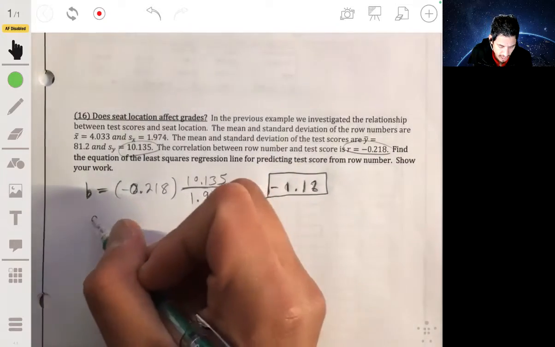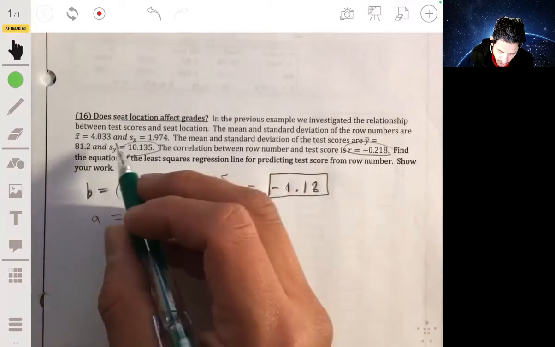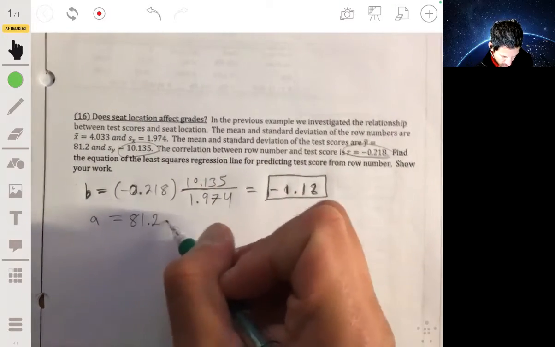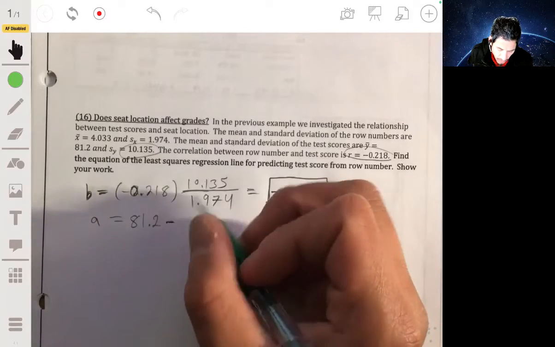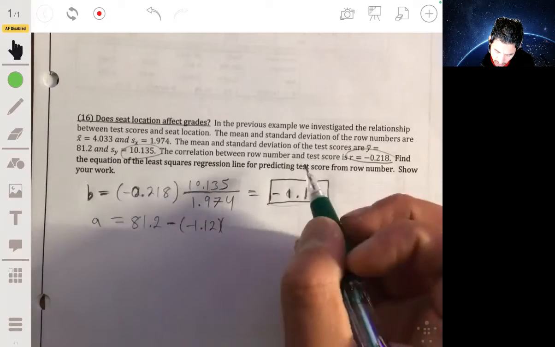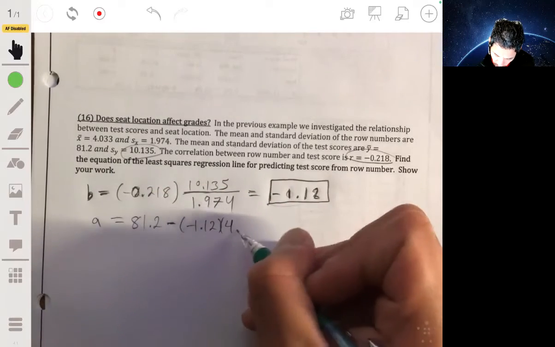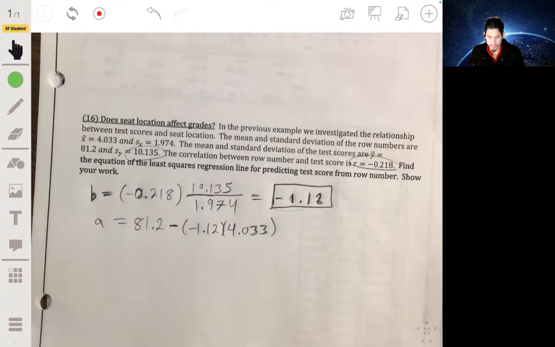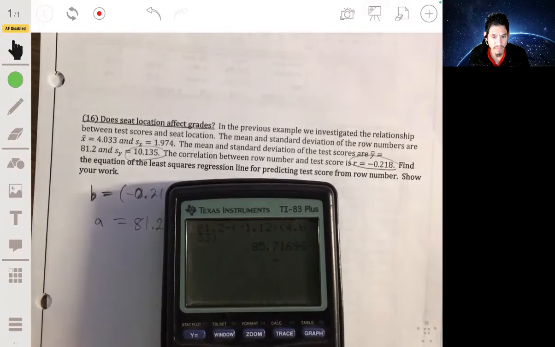Now to find the y-intercept a, we're going to use the mean of y, which was 81.2, minus the slope b, so negative 1.12, times the mean of x, times 4.033. Let's put that in our calculator, and we're going to get about 85.72.